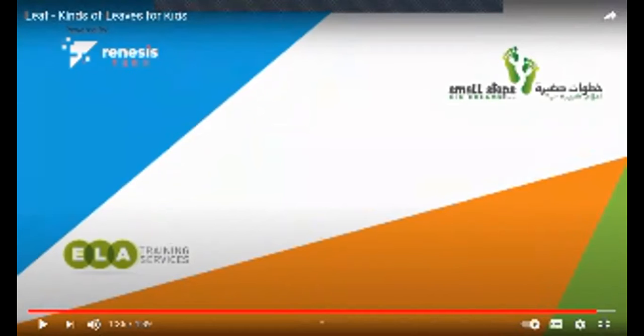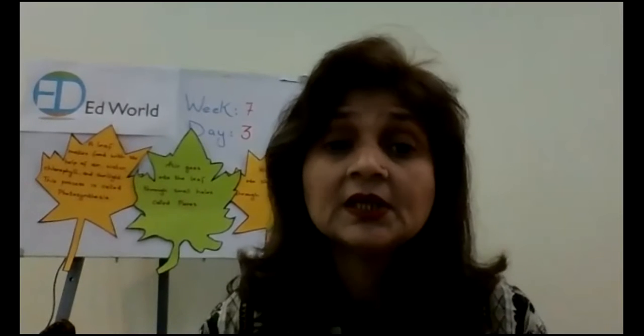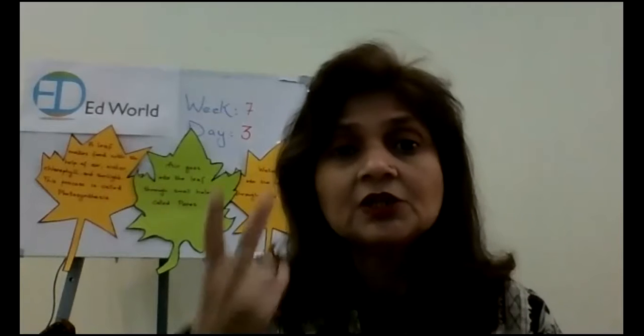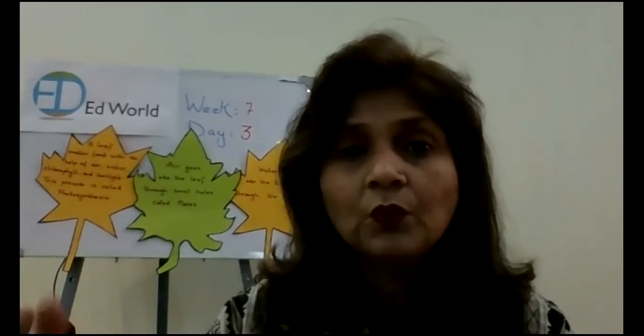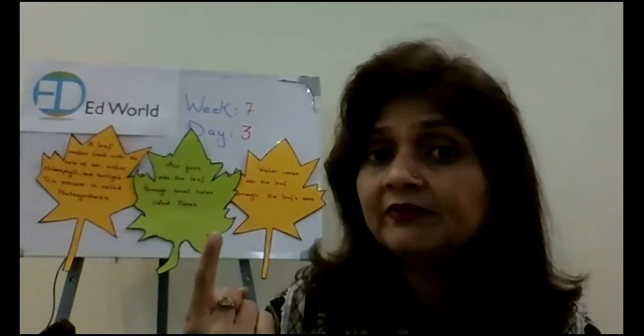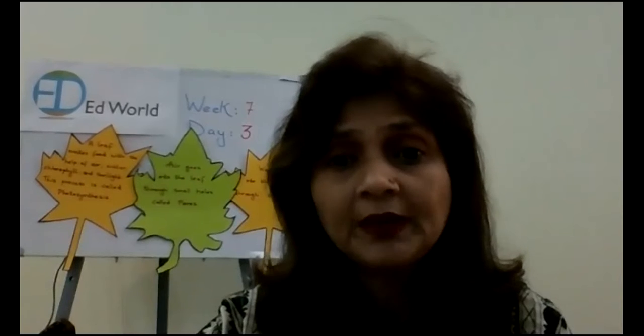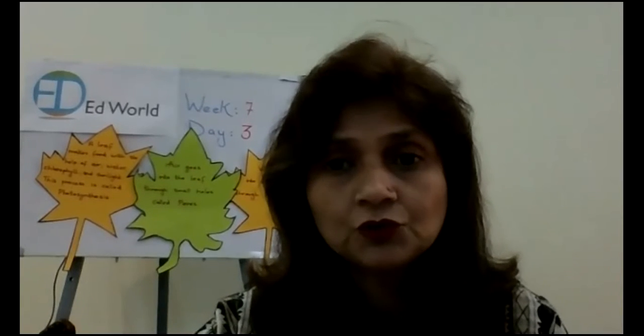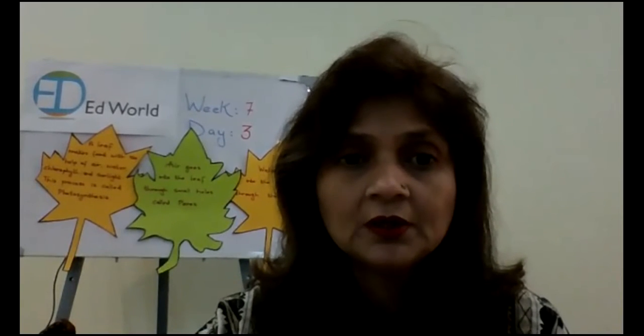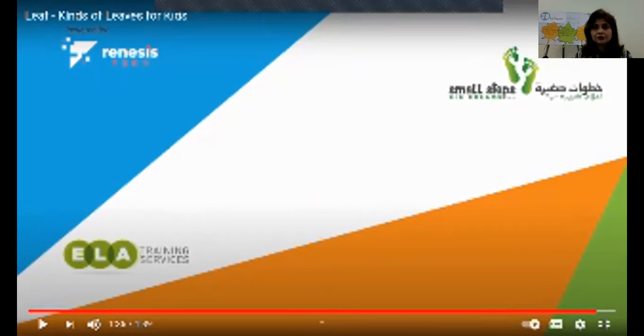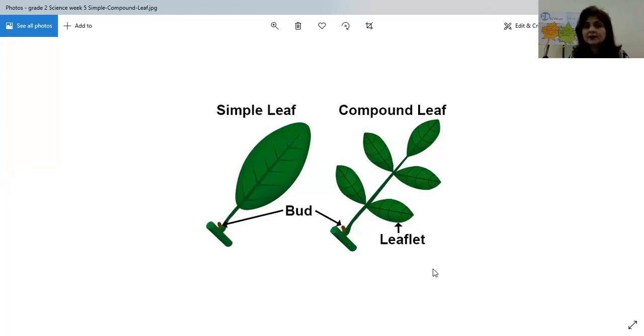Okay, so that was all about the different kinds of leaves, right? But basically, there are two kinds of leaves, right? One is a simple leaf and one is a compound leaf. Now, I have also shown you this picture before, but just to recap and recall, I'm going to show you this again. You can see here a simple leaf and a compound leaf.